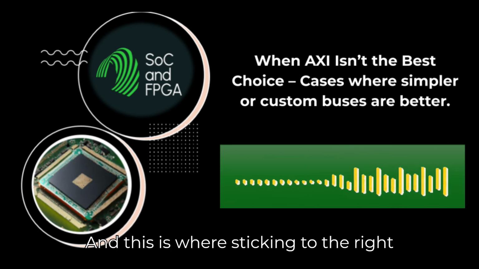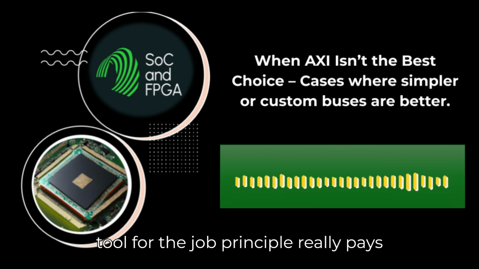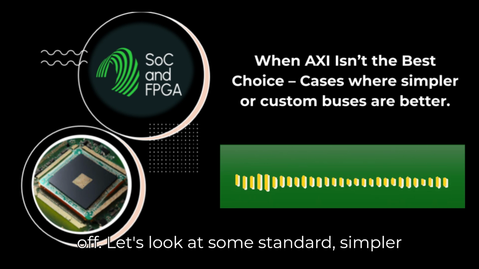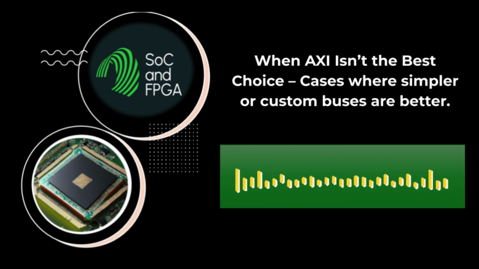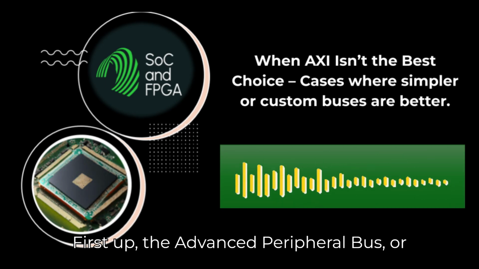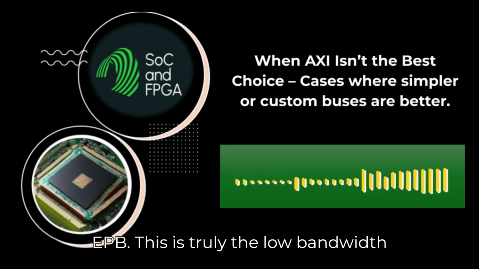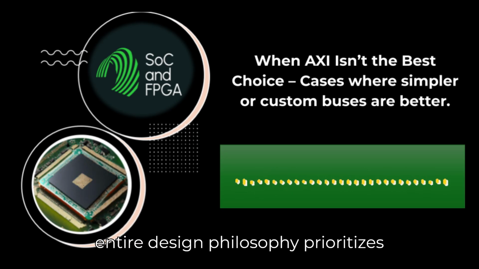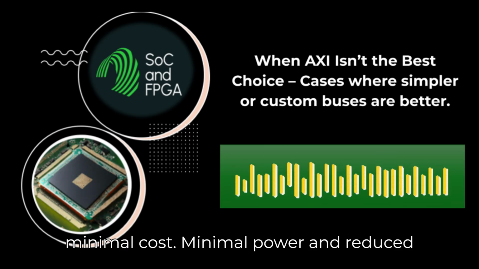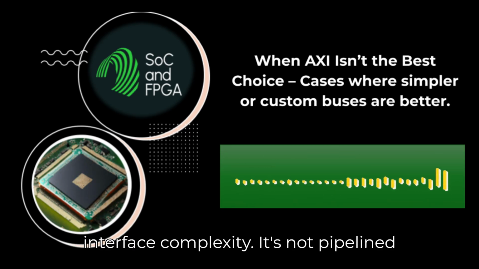Absolutely. And this is where sticking to the right tool for the job principle really pays off. Let's look at some standard, simpler buses within the same ARM AMBA family. First up, the Advanced Peripheral Bus, or APB. This is truly the low bandwidth champion. Low cost, low power. Exactly. Its entire design philosophy prioritizes minimal cost, minimal power, and reduced interface complexity.